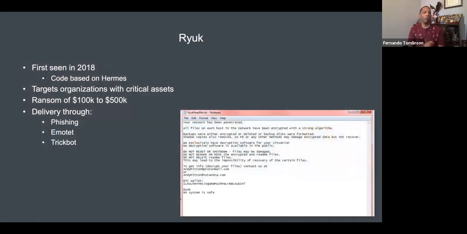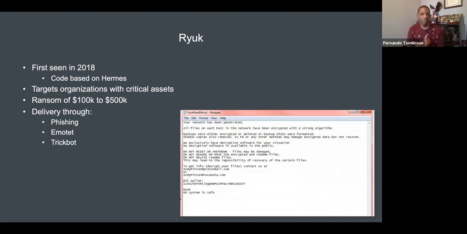All right, so Ryuk, seen in 2018, still very prevalent today. Like actually, within the last, today, still very prevalent. It targets organizations with critical assets because if it's a critical asset, you're not going to want to leave it offline for a period of time. And they want to be able to impede on that. Because it's critical, there's a high likelihood that you're going to pay. So the ransom is somewhere between 100K to 500K, and the delivery is going to be through phishing, Emotet, TrickBot.